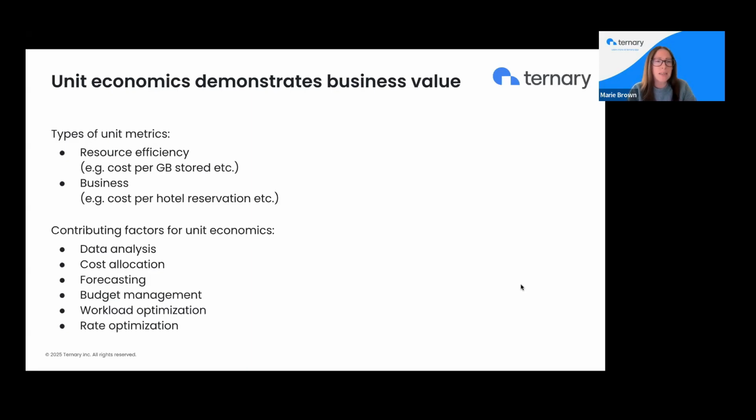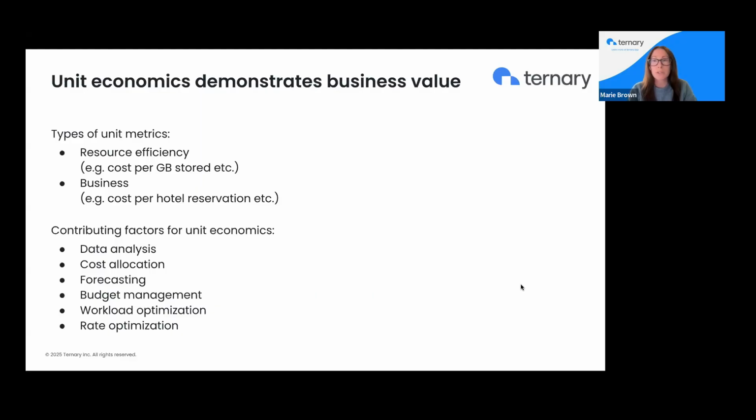And there are many different capabilities that are contributing factors for unit economics. Starting with data analysis and cost allocation, I would say these are fundamentals, prerequisites. Without the two of these, your customer may not have an accurate picture of their technology spend in order to do unit economics accurately. But then also some of the other capabilities we've talked about today, forecasting, budget management, optimization, these are all going hand in hand with unit economics.